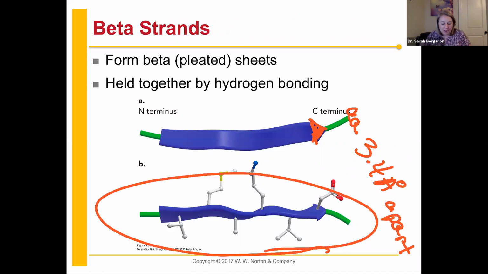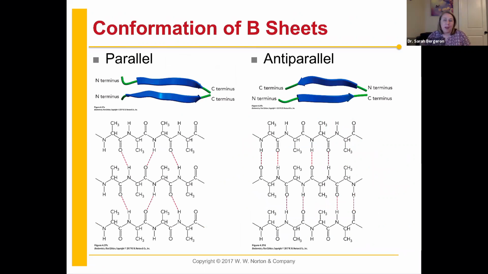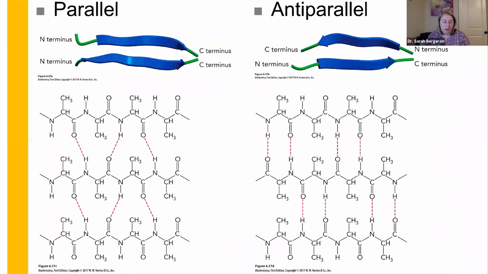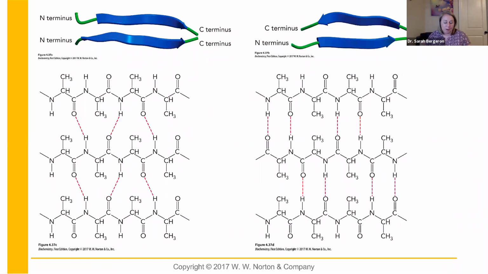What ends up being stable is when we have sheets. So almost always, you're going to see beta strands in sheets. And the reason is that you're allowing for hydrogen bonding between the strands. And there are two different ways that beta sheets can form. They can form being parallel, or they can form being anti-parallel.